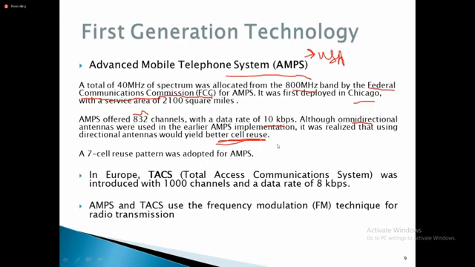The reason is the chances for interference is less. If you use directional antennas, the chances for interference is less, right? So then you reuse your frequencies again and again, right?